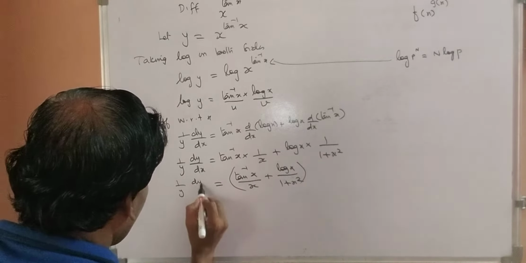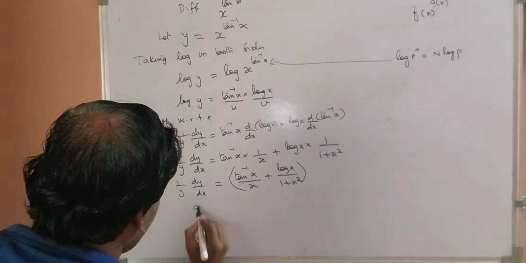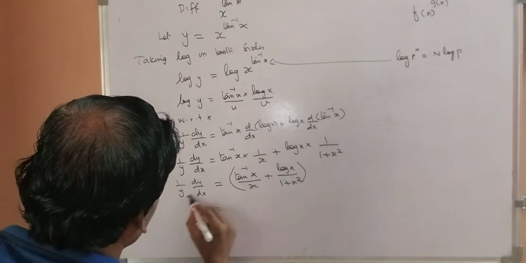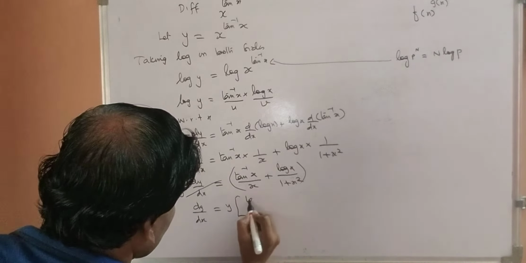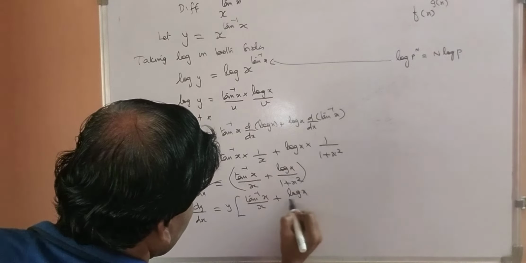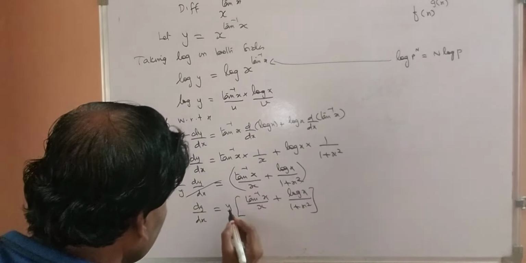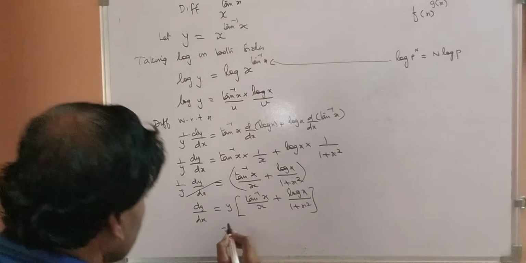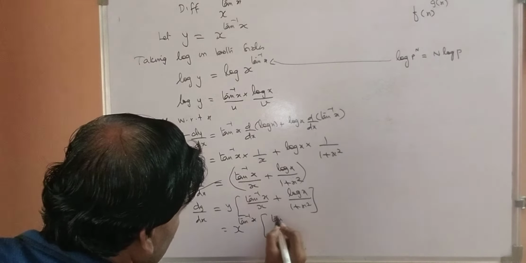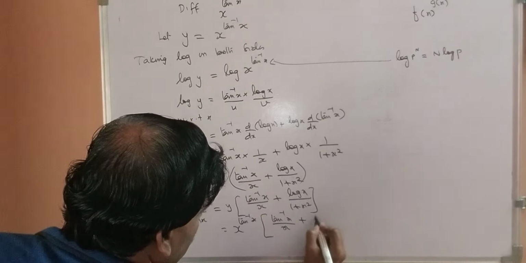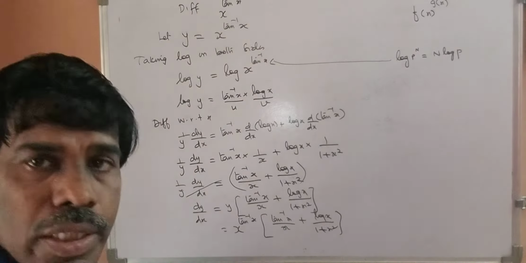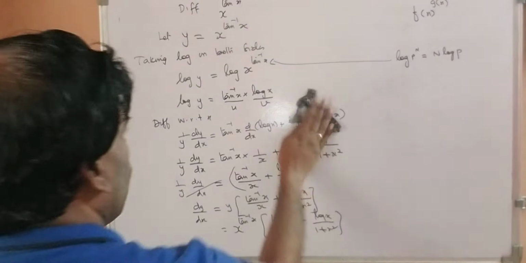But this is 1 by y dy by dx, and we are interested in dy by dx. So we cross multiply, and this y will come here: dy by dx equals y into tan inverse x upon x plus log x upon 1 plus x square. You can substitute the y value. What is y? x into tan inverse x, so dy by dx equals x into tan inverse x into tan inverse x upon x plus log x upon 1 plus x square. So it is a really interesting sum. Now next one.